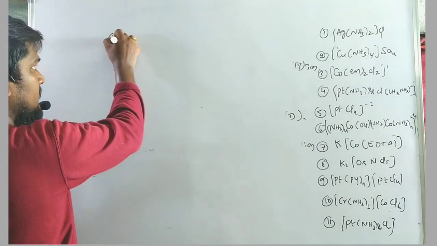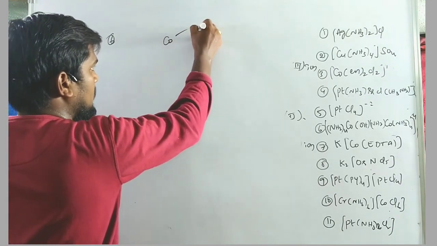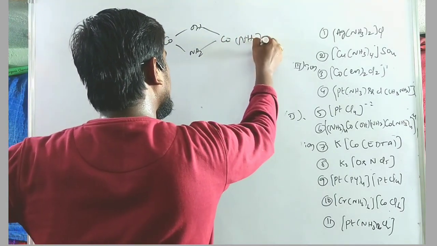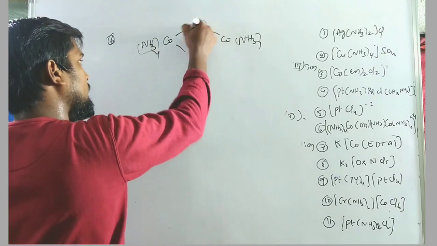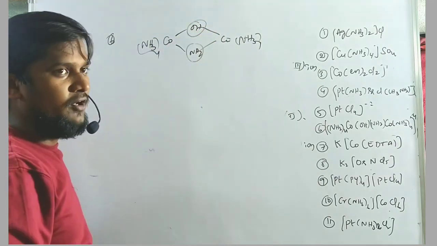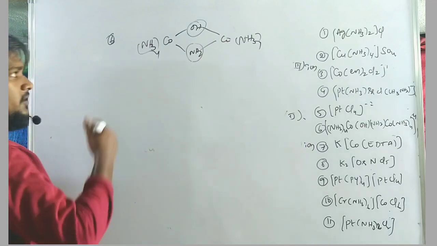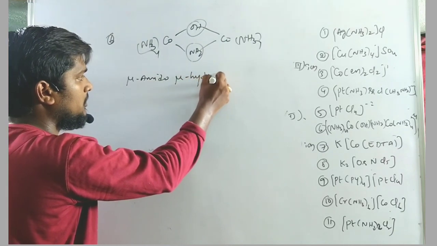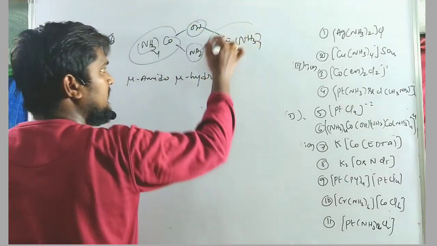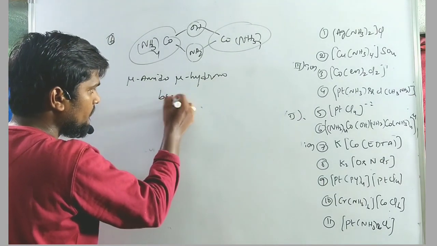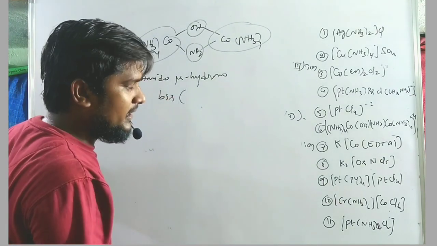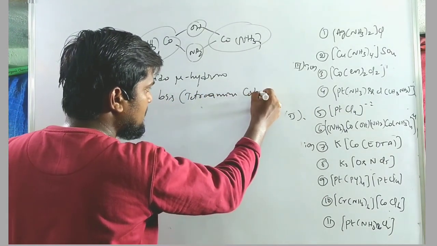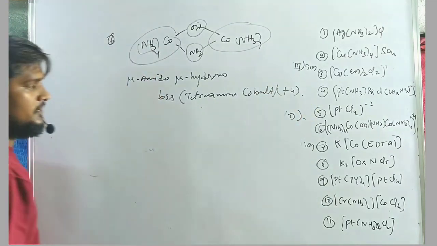Now the sixth one is [(NH3)4Co(OH)(NH2)Co(NH3)4], here ammonia 4 times. So these two are the bridging ligands, hydroxo and amido. A for amido first, followed by hydroxo. So mu-amido, mu-hydroxo. These are similar types of ligands. That's why we write the mu in brackets; after the ligand name, we enclose it in brackets. Tetraammine cobalt. So your bridged complex is written like this, with the charge over there.